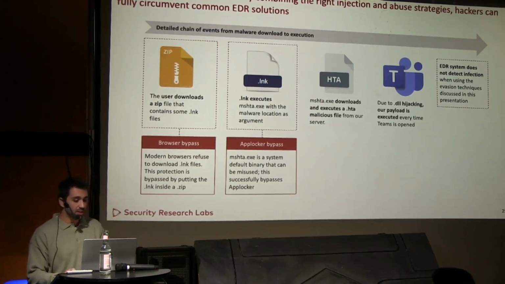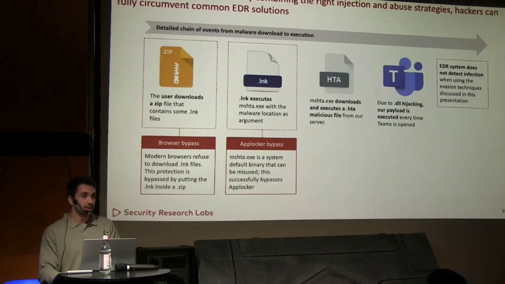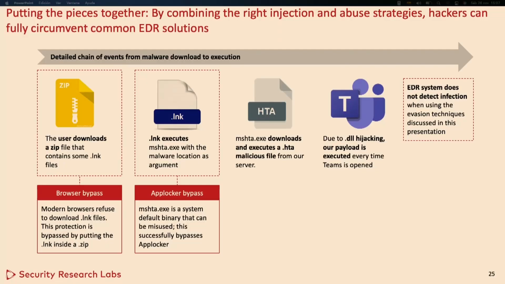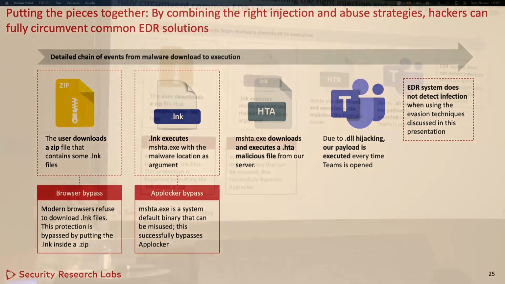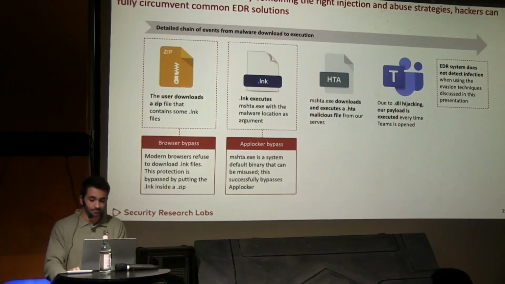One thing that MSHTA has, which is the LOLBin we are using, is that it allows us to download and execute remote payloads from our server. They are HTML applications that can be extended and can, for example, use things such as JavaScript, which allows us to execute arbitrary code. The second step our payload is going to do is that the HTML application is going to download a DLL and place it in the Teams folder. Once in the Teams folder, due to a DLL hijacking vulnerability, we are going to get persistence, and we are going to get a remote connection every time the user opens Microsoft Teams.